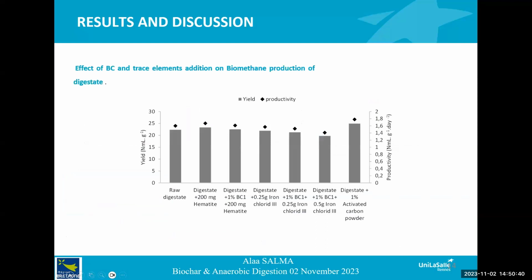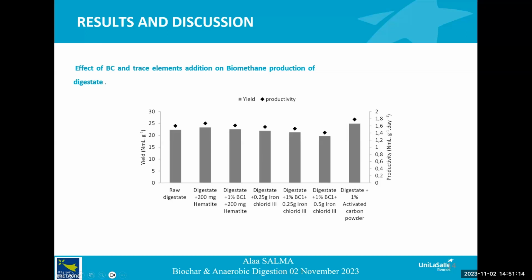Moving to the next part of the result, we study the effect of biochar and trace element addition on biomethane production of digestate. So the figure here shows the profile of yield and the productivity of each experiment tested with or without biochar and trace element addition. So as trace element, we chose iron because it's considered as an essential trace element for the growth and activity of many anaerobic microorganisms involved in the process.